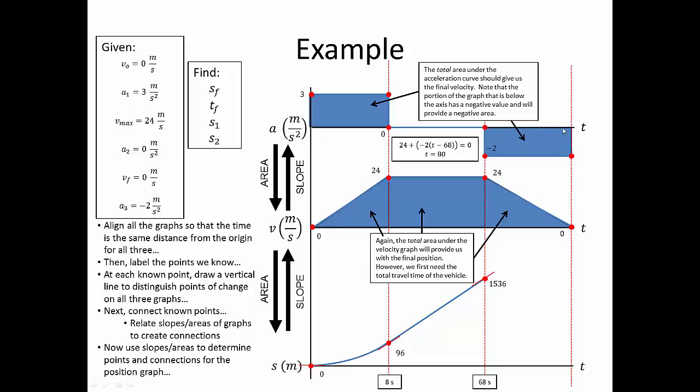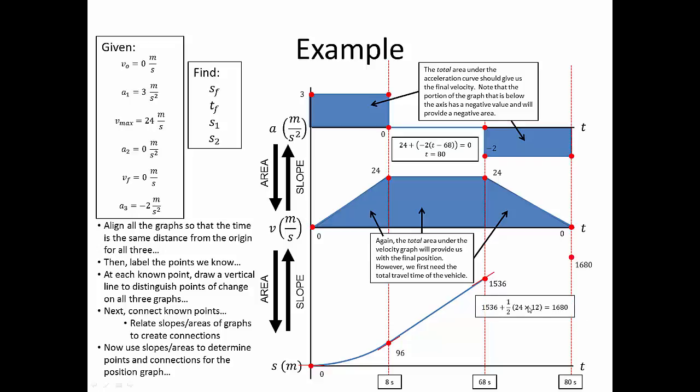I only want this portion. So I'm going to subtract from it this initial 68 seconds. So t minus 68 gives me this portion of my area. Then when I solve for the time, I get a time of 80. That is my total time that the car has traveled from beginning to end.